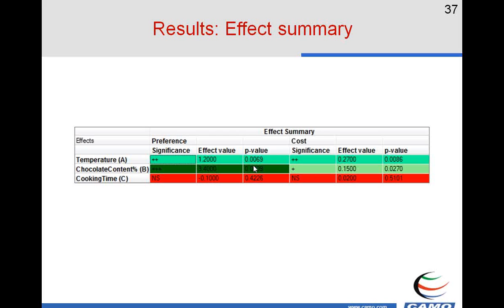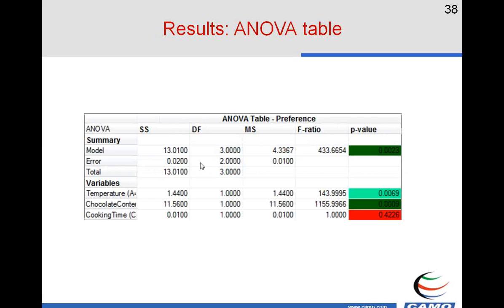Then we can look at the p-value and also at the effect value. So, the greener, or the darker the green, the more significant the effect. So the lowest is the p-value. Here we have a very low p-value, which means that this effect is very significant for preference. It has a big effect value. And temperature is a bit less significant, but still very significant and has a smaller effect.